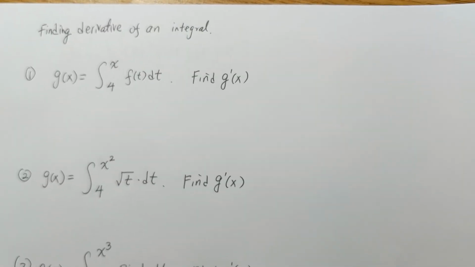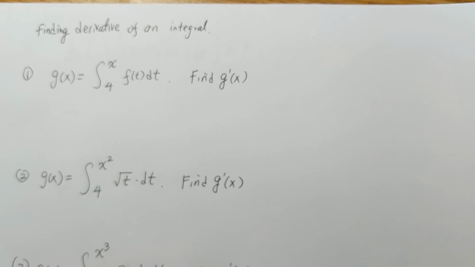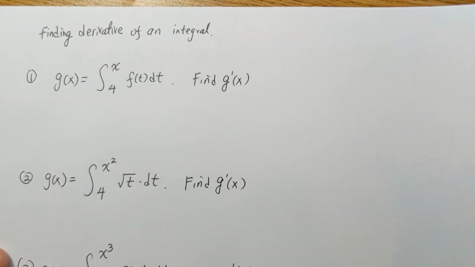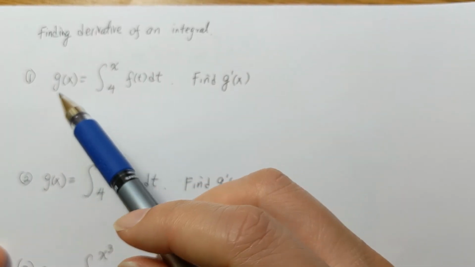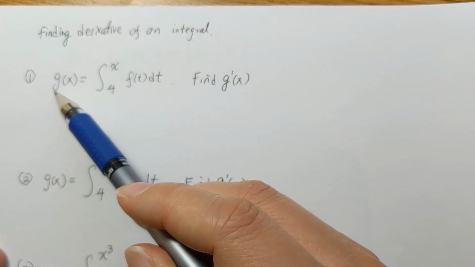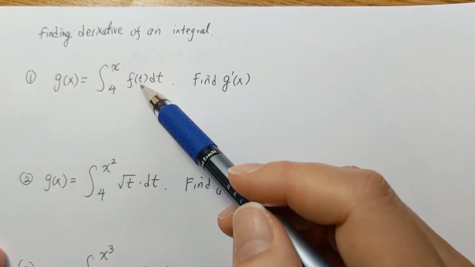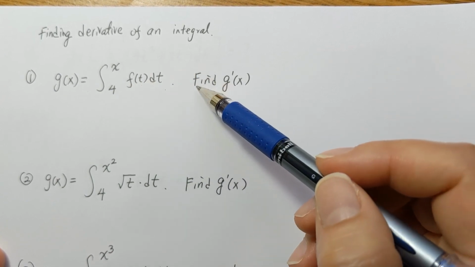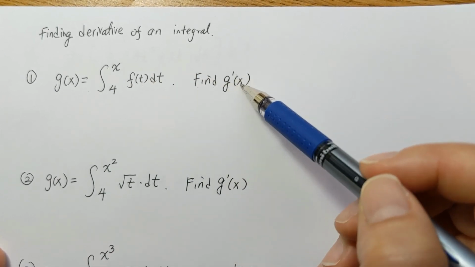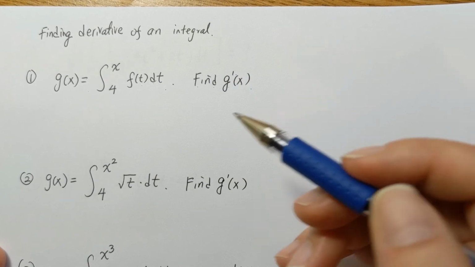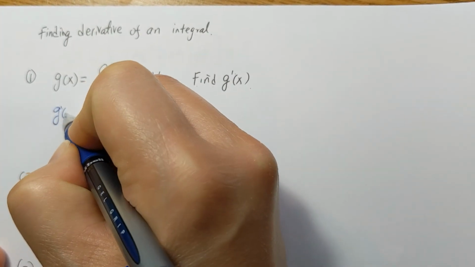Let's do a review video on finding the derivative of an integral. Now let's take a look at question number 1. We have a function g of x equal to the integral from 4 to x of f(t) dt. The question asks to find g prime of x. So we're trying to find g prime of x.